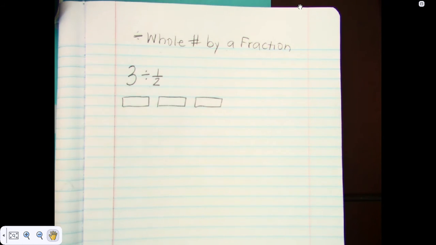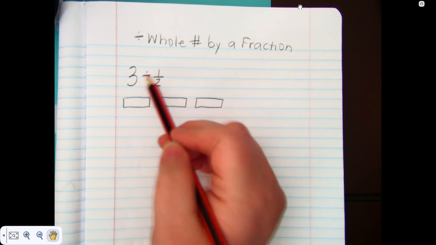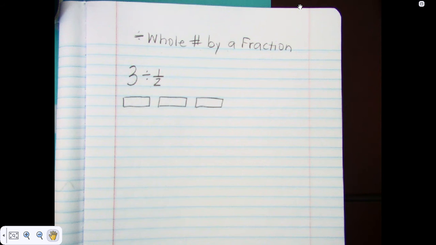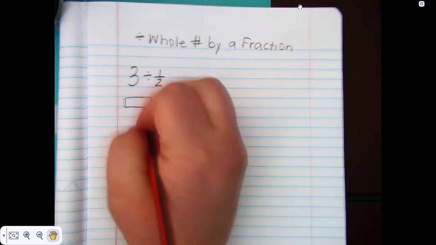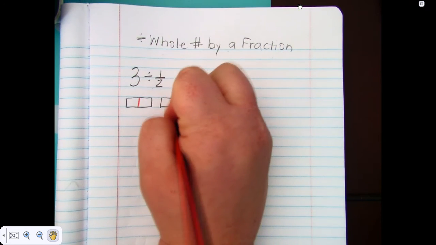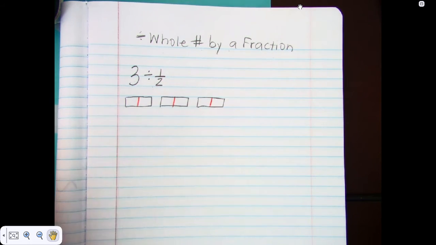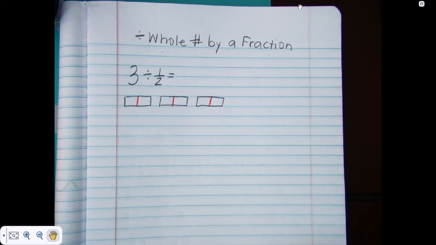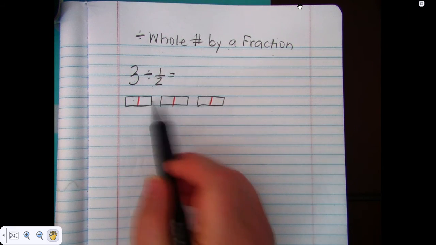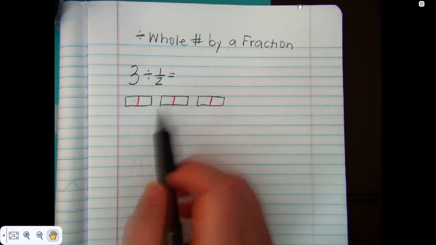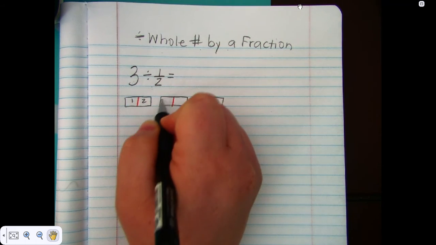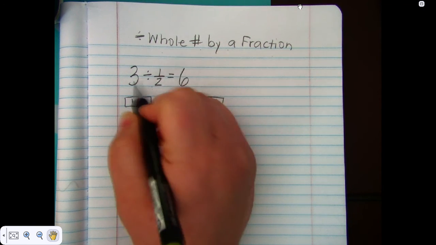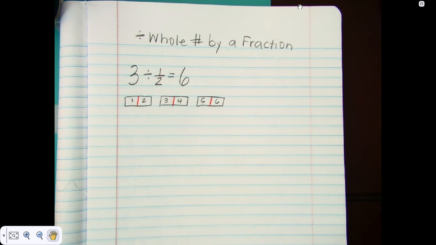Then I need to look at the fraction. The fraction in this problem, 3 divided by 1/2, is 1/2. And this is signaling to me that I need to split each one of those boxes in half. So I'm going to take a line and split each one of those boxes we drew in half. Now to get our answer for this problem, we simply have to count how many pieces we've created in this model. So we have 1, 2, 3, 4, 5, 6. So our answer to 3 divided by 1/2 is 6.